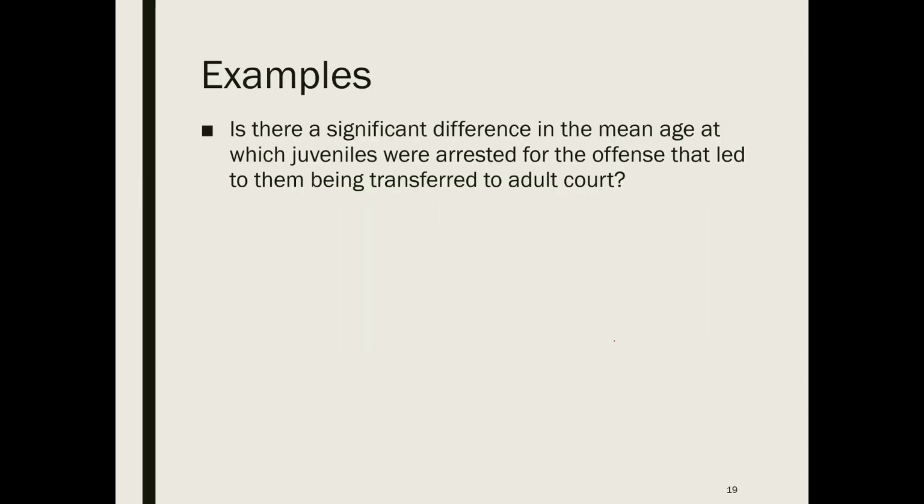Okay, let's take a look at some examples. The first example I'm going to show you is the independent sample t-test assuming equal population variances. The research question is: is there a significant difference in the mean age at which juveniles were arrested for the offense that led them to be transferred to adult court? As you know, not all juveniles who are arrested for some kind of offense will go into adult court. Sometimes there is a cut point of age, and it also depends on the crime they commit, or the delinquency they commit.